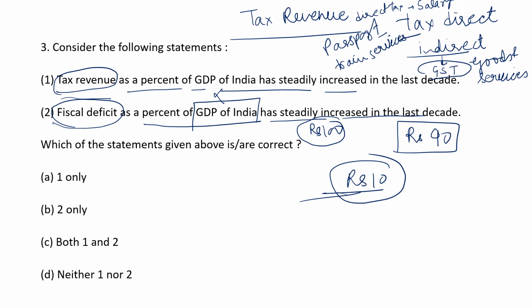Now this fiscal deficit also has not steadily increased, because when the economy is going good and it is having high inflation, it can cover up. So the fiscal deficit as a percentage of GDP has not steadily increased. Sometimes it has faced an increase, but many of the times it has decreased as a percentage of GDP. So this is also incorrect. Both of the options are incorrect.